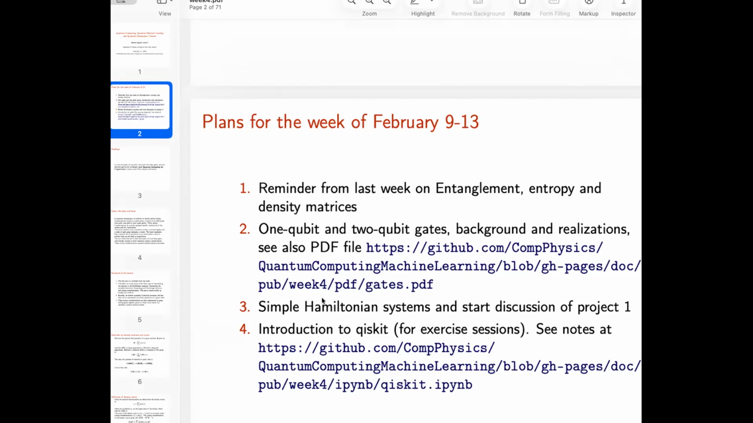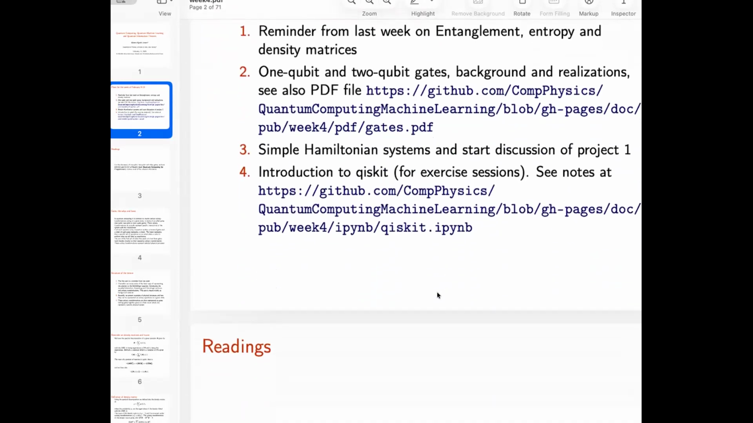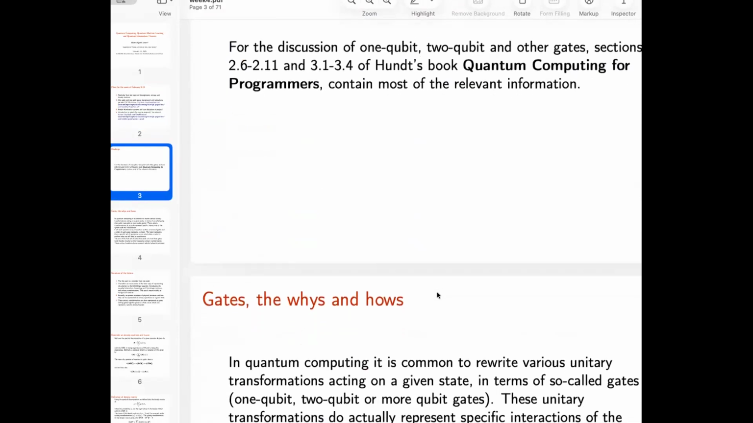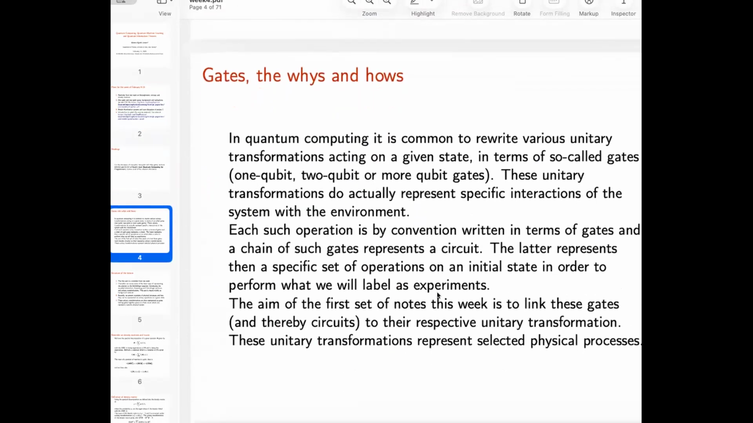And then we are going to look at a very, very simple Hamiltonian, which is the start of project number 1. Some of the material today is material which many of you have seen before, but I wanted to bring it back so that we are basically on the same page. So there's a part 1, which I just call background material, and I wanted to give you a quick motivation for the whys and hows of quantum gates.